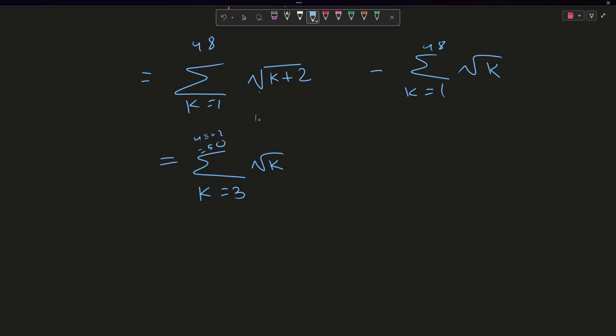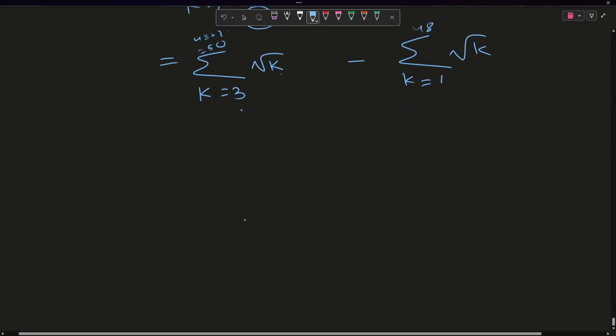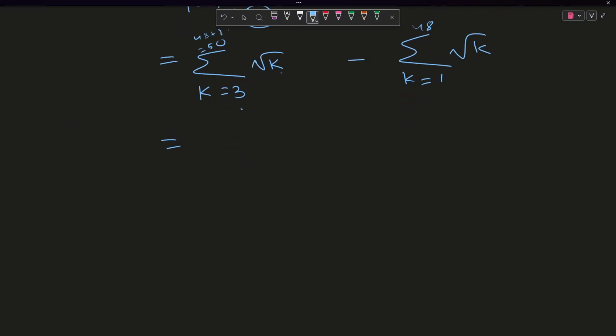Because these are equivalent. k starts from 1, but for k plus 2 it just starts from 3, and then minus the sum of root k from 1 to 48. Try to think about why this makes sense. It's kind of obvious. So now notice that this is the sum from 3 to 50, and we just subtract the sum from 1 to 48.